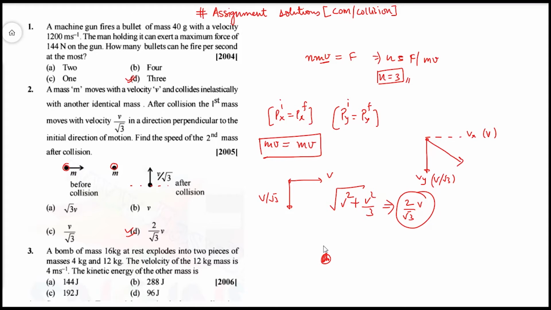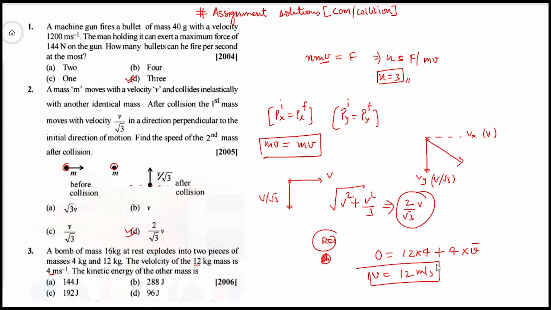The bomb was initially at rest, so p for the bomb was 0, and after the explosion, the first guy, this 12 kg mass, is moving with a speed of 4 meter per second, so 0 has to be 12 into 4, and say the second mass, 4 kg mass, is moving with the speed v. So suppose the velocity is v, so this 12 into 4 plus 4 into v has to be 0, and that gives you v is equal to 12 meter per second.